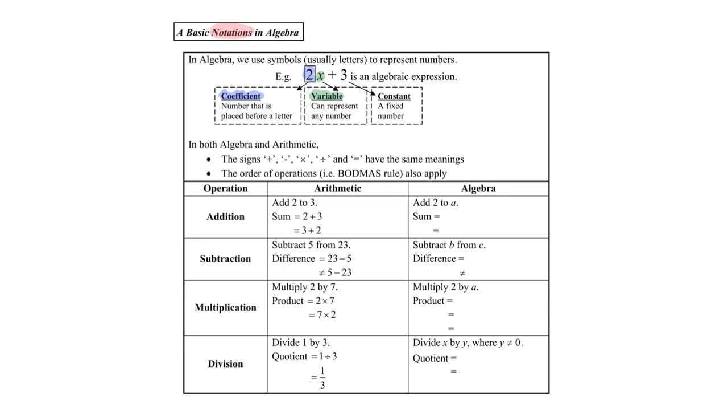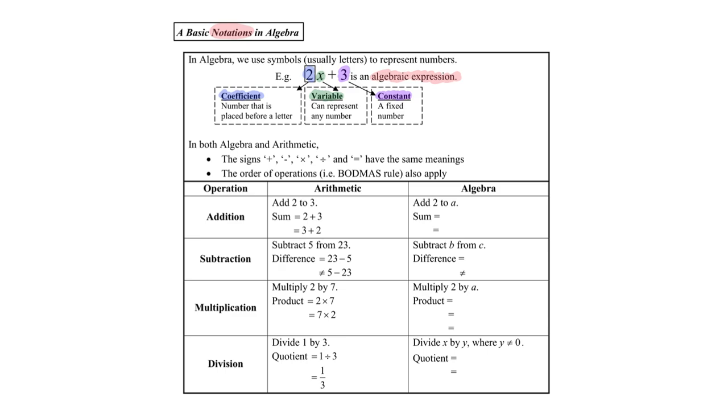Last, if there is a fixed number that is not in front of any variable, this is known as a constant, because there's only one fixed value or number for this particular number. So these are the three terms that you need to know in all algebraic expressions.